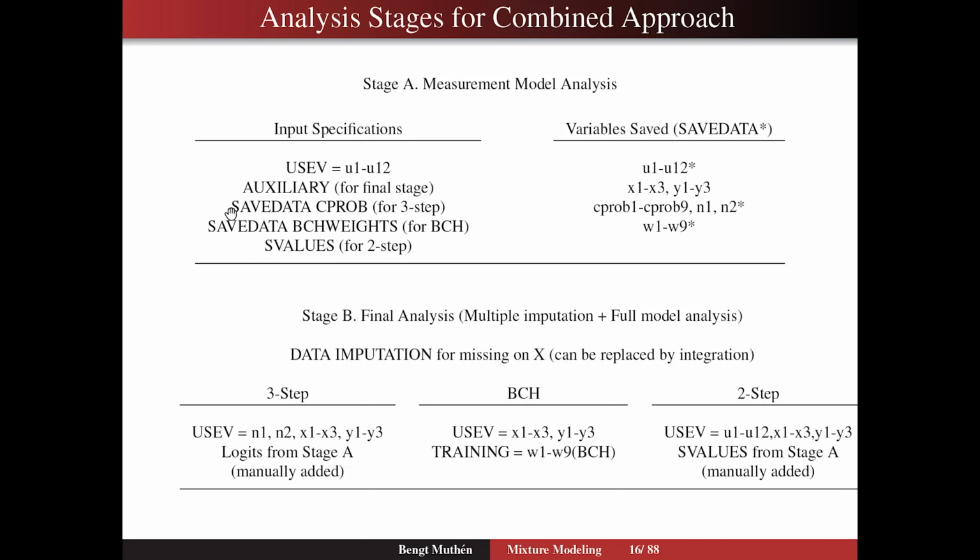Furthermore, you want to use the save data command to save C probabilities, which are used for 3-step. That saves the C probabilities for the 9 combinations of classes, 3 times 3. And we also have N1 and N2, which are the most likely classes for time point 1 and time point 2. We use the letter N for referring to a nominal variable.